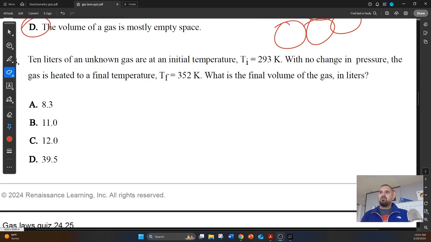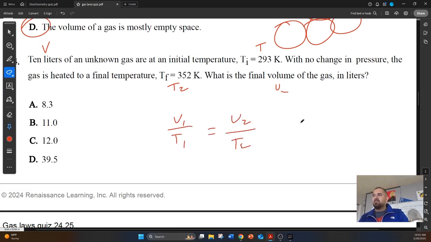Okay, most of y'all got this one right. So liters, so there's our volume, here's our temperature, here's our T2. What is the final volume? We're solving for V2. We then look at our behavior of gases. You're going to find that it's going to be V1 over T1 equals V2 over T2. So we just plug all this stuff in. So it's going to be 10 over 293 is equal to V2 over 352.